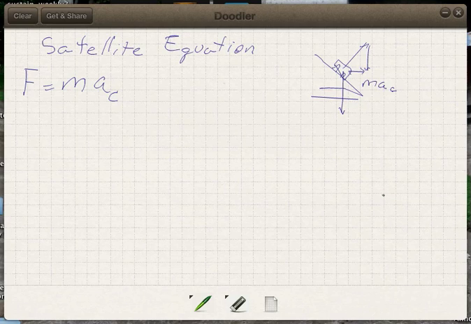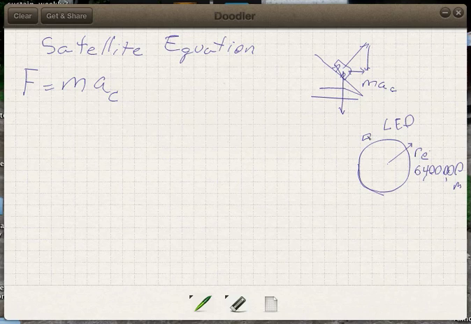The satellite equation is easy to apply to a satellite around the Earth. So here's the Earth, and here's a satellite in low Earth orbit, LEO, where the radius of the orbit is about the radius of the Earth. These are about 100 miles high, and the radius of the Earth is 6,400 kilometers, right?